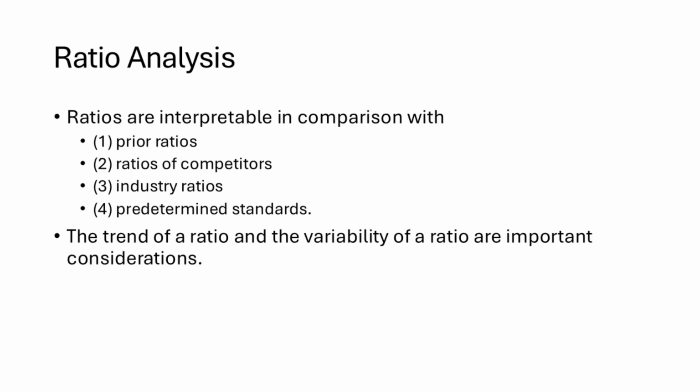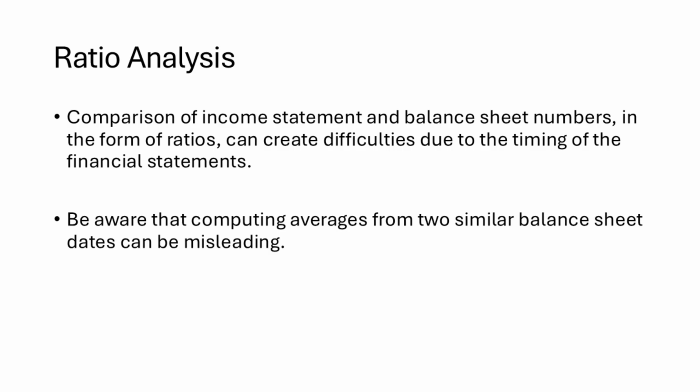Ratios are interpretable in comparison with: 1. Prior ratios, 2. Ratios of competitors, 3. Industry ratios, and 4. Predetermined standards. The trend of a ratio and the variability of a ratio are important considerations. Comparison of income statement and balance sheet numbers, in the form of ratios, can create difficulties due to the timing of the financial statements. Specifically, the income statement covers the entire fiscal period, whereas the balance sheet applies to a single point in time, the end of the period.